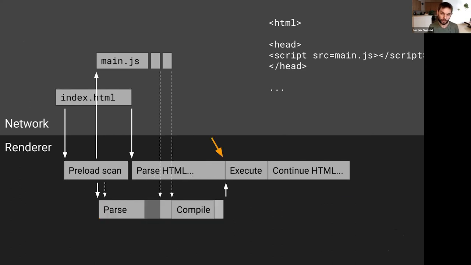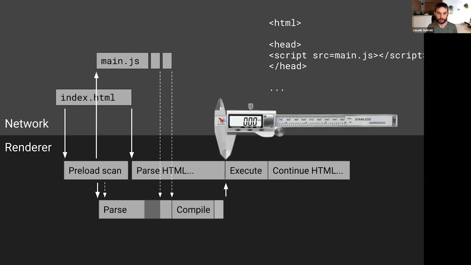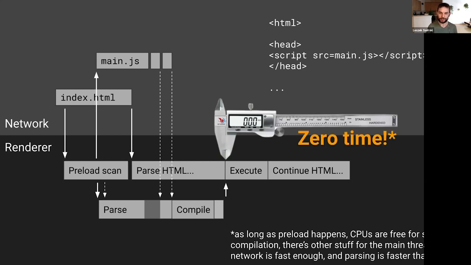So eventually, the time from when you see the script tag to when you execute the script is going to be zero. Zero time. As long as you get the right preload, you've got free CPUs for the stream compilation, there's other stuff for the main thread to do, like the HTML parsing, your network is fast enough, and your parsing is faster than that network. And parsing is faster than network. That's a question, isn't it? But the thing is, parsing is faster than network.